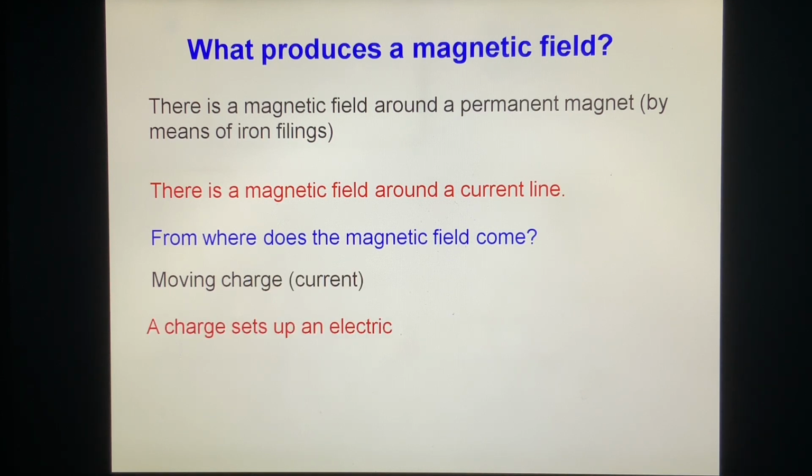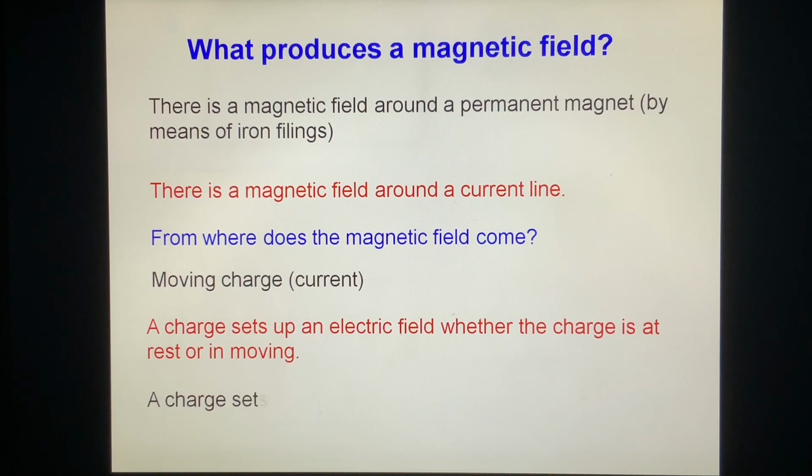A charge sets up an electric field whether the charge is at rest or moving. A charge sets up a magnetic field only if it is moving.